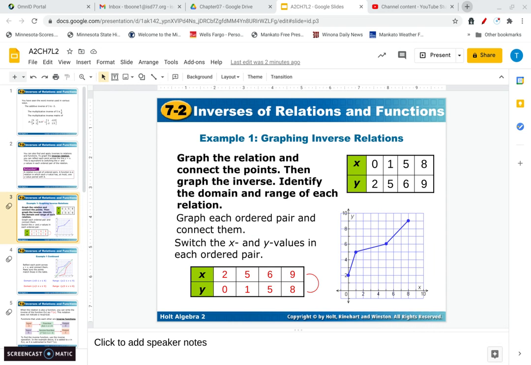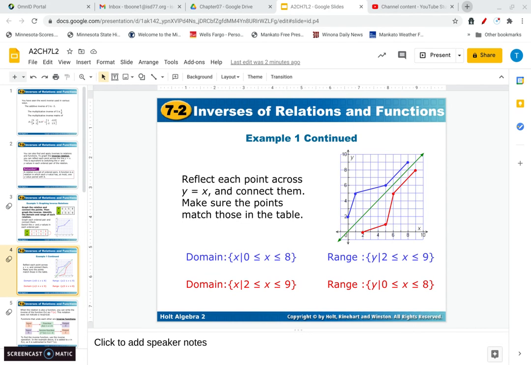So looking at this graph here, if we had this relation over here and we plotted that in the blue, (0, 2), (1, 5), (5, 6), (8, 9). To find the inverse, basically what we're going to do is just flip the x and y's. So now we get those switched around. And if we graph those, kind of interesting. Yeah, there's the y equals x line in the green. And again, you can kind of see how that looks like it's reflected. That's just a matter of switching the x and y values.